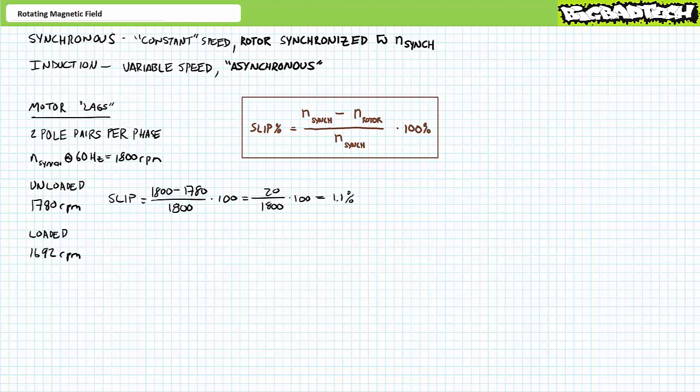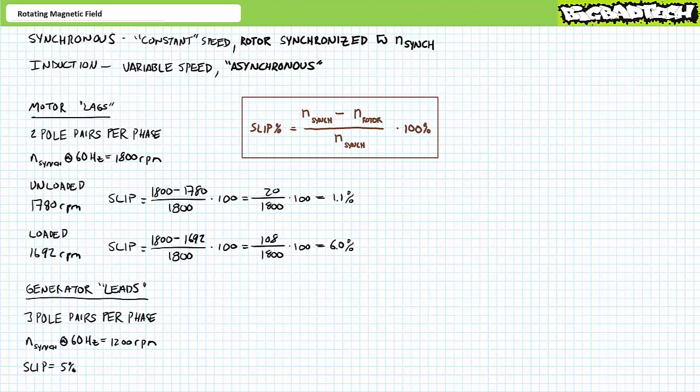If we load this motor up to its rated condition, such that it's producing its rated power or rated torque, let's say the rotor slows down to the rated speed of 1692 RPM. The rotor lags synchronous speed by 108 RPM, where 108 RPM is 6% of synchronous speed.